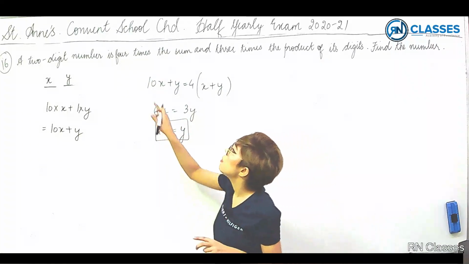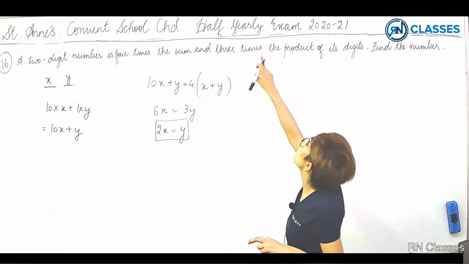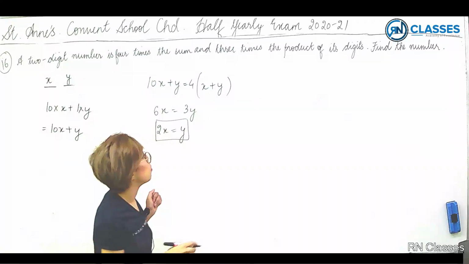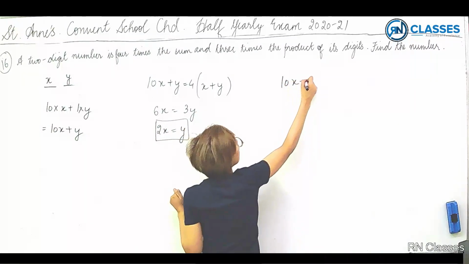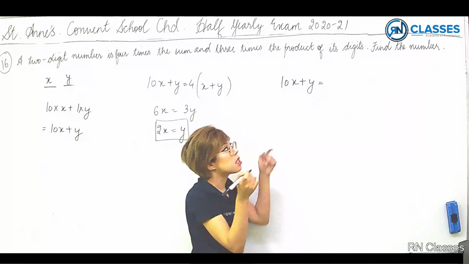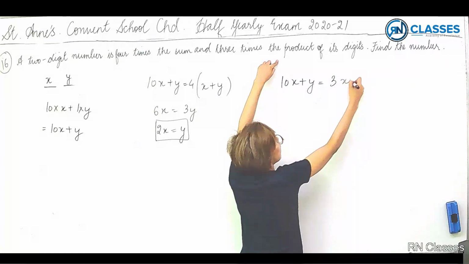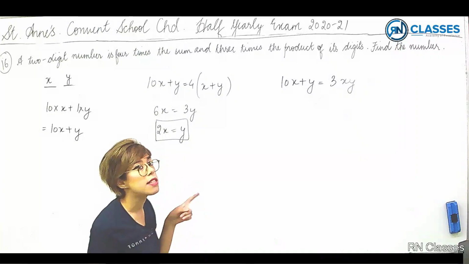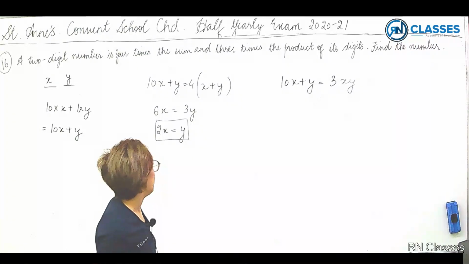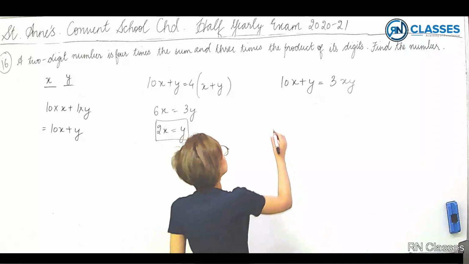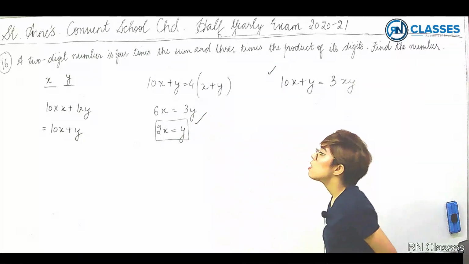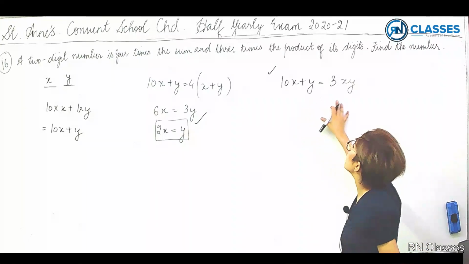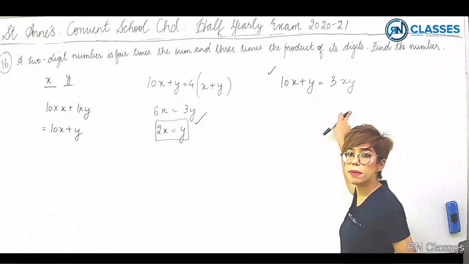He also says that the two-digit number is 3 times the product of its digits. 3 times the product. So my number 10x plus y is thrice of product, so thrice of product xy. So that's the second relationship. Now I need to obviously solve this and this. So I think it is pretty clear, right? If I get everything in terms of y, probably I'll be able to solve it.